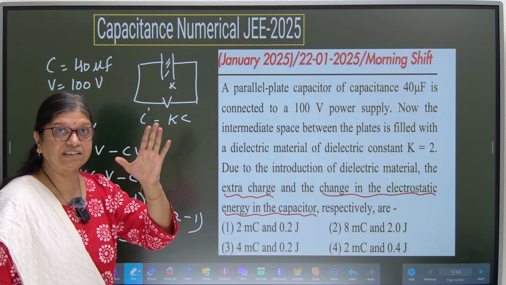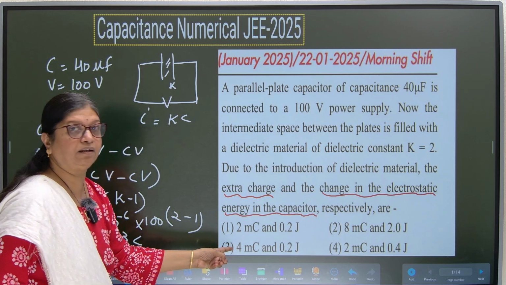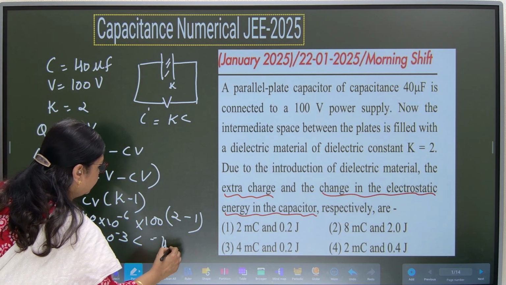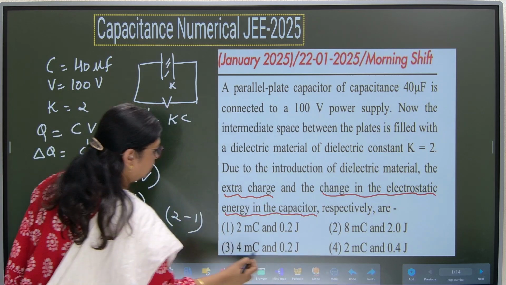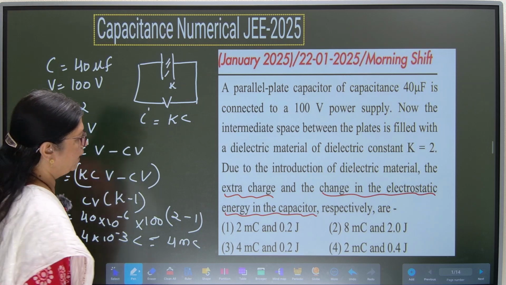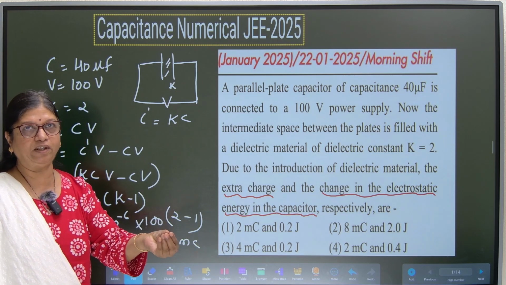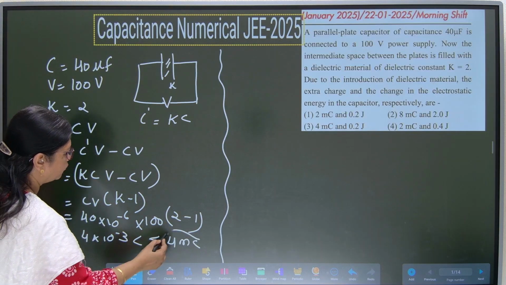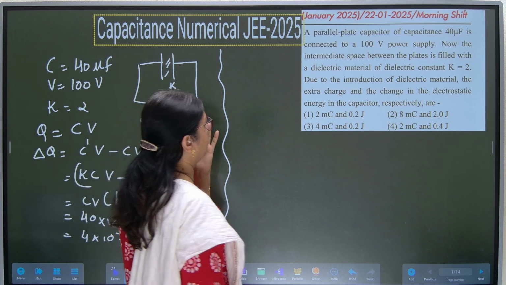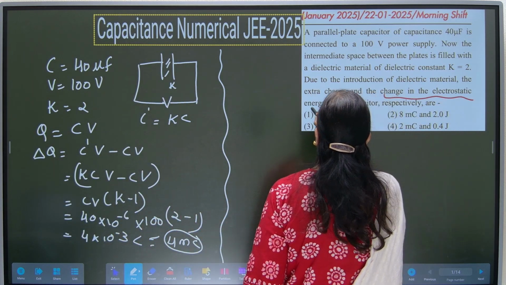It is needless to solve the second part of the question, because only this particular option has 4 millicoulombs. One of the options is 4 millicoulomb. So this can be the correct answer, but we have to solve it. So let us solve it. We have got the change in charge as 4 millicoulomb, which is the third option, but we should find out the change in the electrostatic energy.